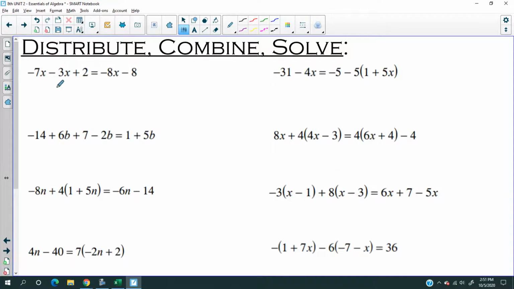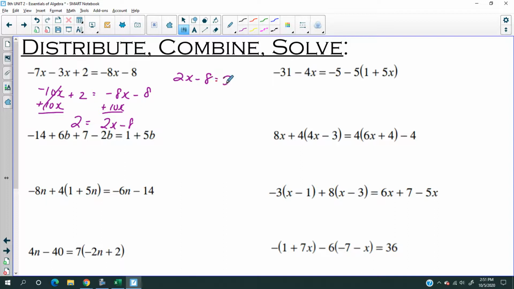We probably should. Okay. All right, so combine like terms: negative 7x minus 3x is negative 10x, plus 2, negative 8x minus 8. Now, technically you think, well, negative 10x is the smaller number, so we can add 10x on both sides. Cancel those out, I'm left with 2. Negative 8x plus 10x is 2x, minus 8.